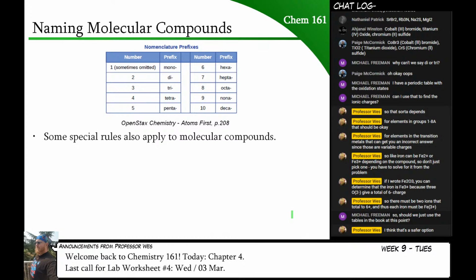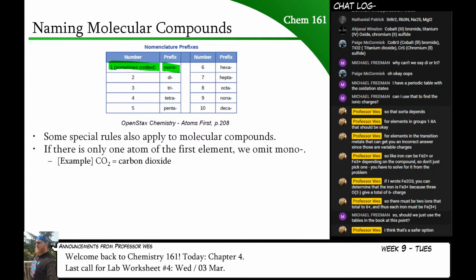Here are the numeric prefixes. If you have one of something, you would write mono. If you have two of something, you would write di, and so on and so forth. There's a little note here. This is sometimes omitted. If the first element only has one, you don't write mono. So for example, if I had CO2 here, we would not say monocarbon dioxide.